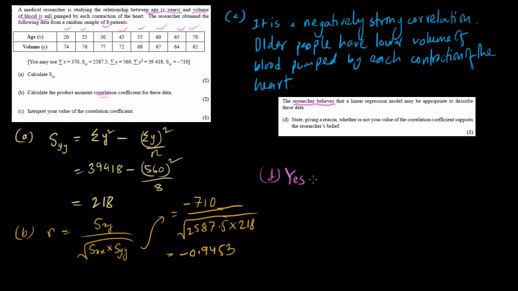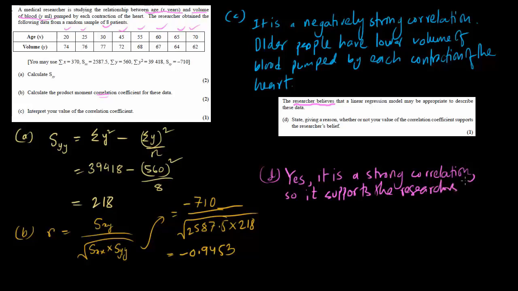So, in context, it would be: yes, it is a strong correlation. Remember, regardless of positive or negative, the value itself, whether it is closer to 1 or -1, that tells us whether it's a strong correlation. So it is a strong correlation. So whether or not your value of correlation supports the researcher's beliefs. So yes, it supports the researcher's belief.